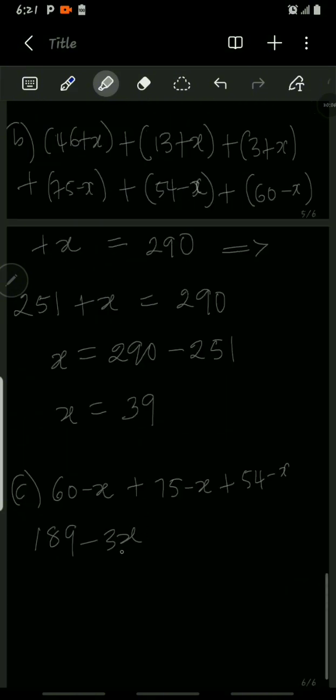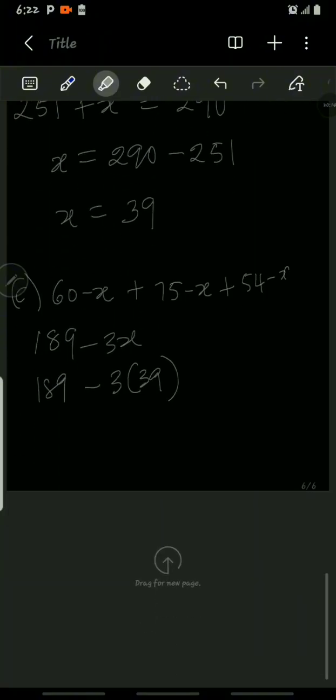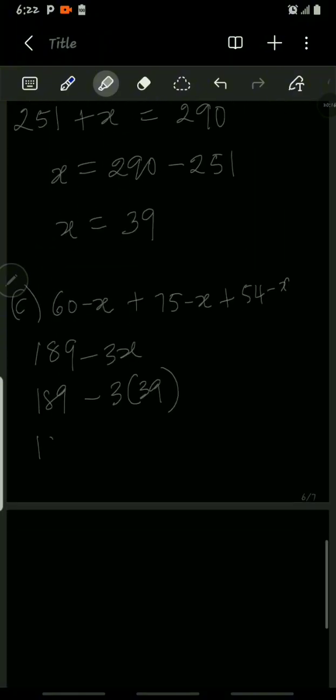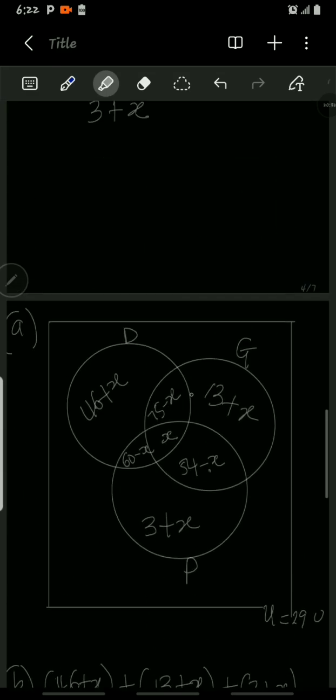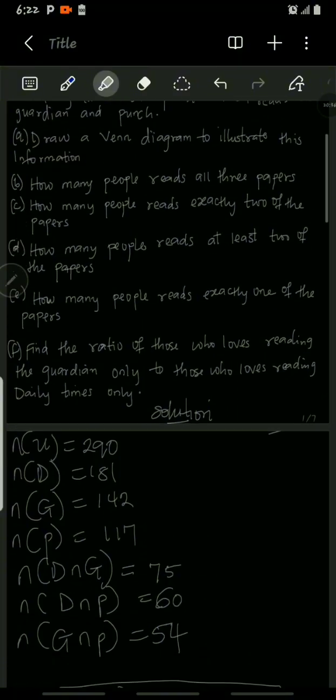So basically I'm to put the value of x as 39, so I have 189 minus 3 into 39, so I have 189 minus 3 times 39, that's 117 if you punch on your calculator. But when you subtract it, you're having 72. That means 72 people read all 3 newspapers, right? And question C is answered.